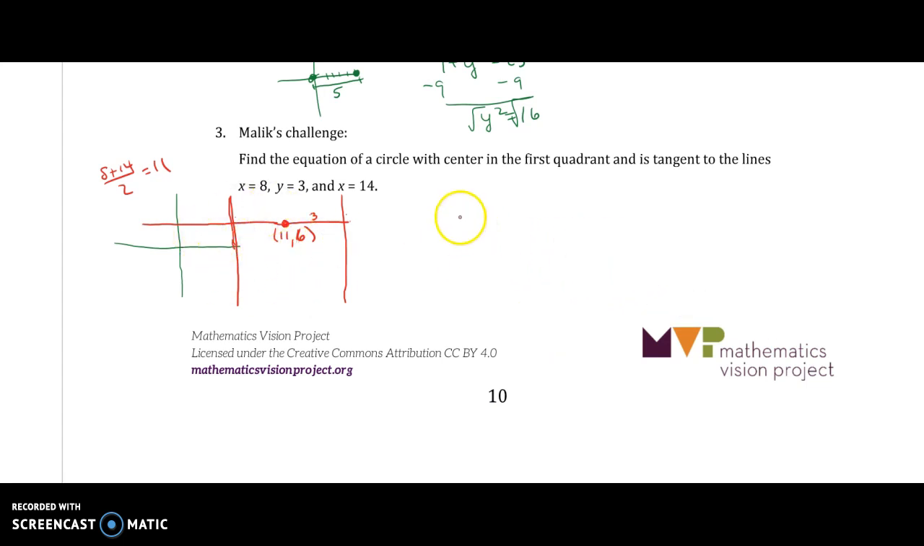Now, I know that's not the best drawing. But what you have to understand is the circle is going to look something like this. The middle of the two vertical lines is going to give you the x coordinate. Then you have to find the center, and the radius is 3. So if I go 3 up from 3, it gives me 6. So now, x minus 11 all squared plus y minus 6 all squared equals 3 squared, which is 9. And there it is. Okay, example 4.